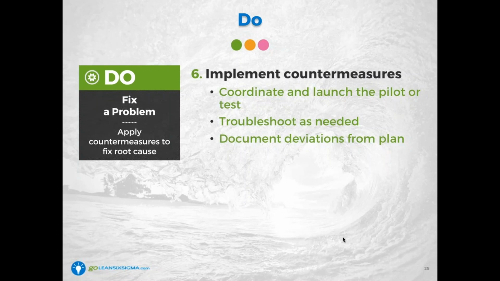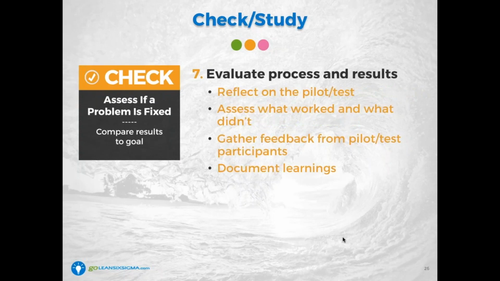So once you get to do, hopefully what ends up happening is now you can reflect on those results. You evaluate the process, you evaluate the results. And again, this is the part where Deming was really saying, let's study this. Do we have a new hypothesis? What worked and what didn't? What did the participants think of the pilot? What do they think needs to be changed? What did they really think worked? And document those learnings. So this is really a checking up against, did we actually get the results we wanted based on the countermeasures that were implemented? And sometimes the answer is no.